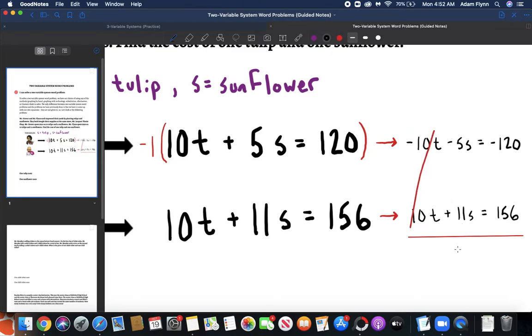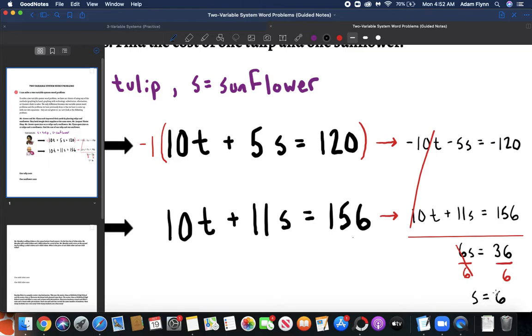I've got negative 5s plus 11s, which is going to be positive 6s. And we have negative 120 plus 156, which is going to be a positive 36. So what I can do here at this point is I can get that s isolated by dividing both sides by 6. 6's cancel on the left side, and I am left with s equals 6.